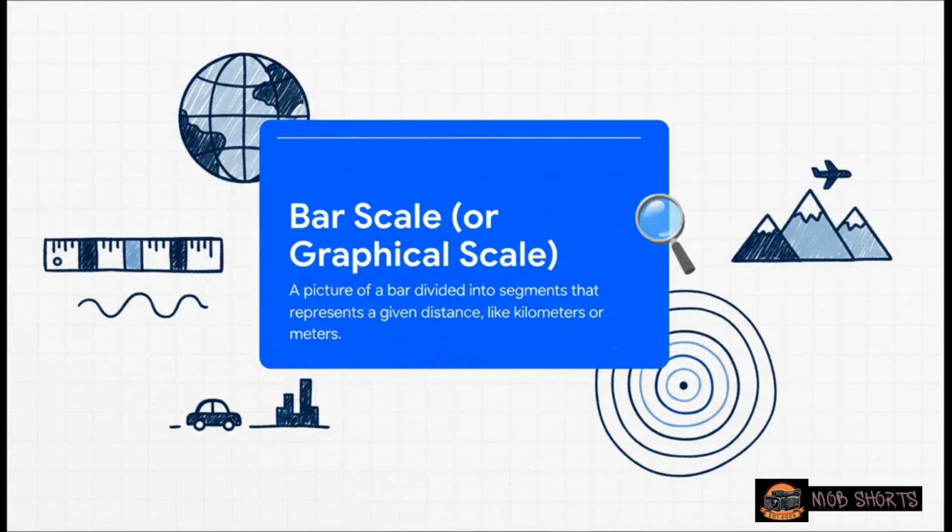Then you have the second type, the bar scale. This one's way more visual. It's basically a little ruler that's printed right there on the map or the plan. You can see with your own eyes how a certain length on the bar lines up with a real-world distance, like so many kilometers or meters.